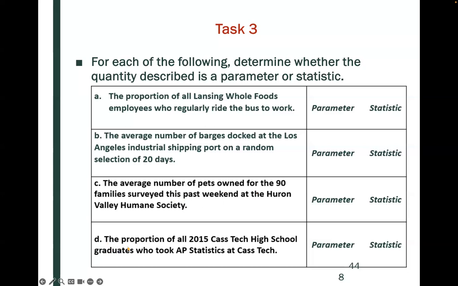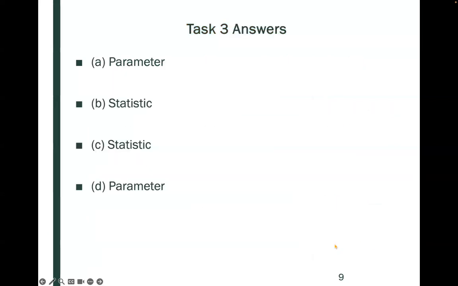And then D, the proportion of all 2015 Cass Tech High School graduates who took AP statistics at Cass Tech. So here we have the proportion of all of these graduates, and so that's going to be a parameter because we're dealing with the population. And here's our keyword, all. So to summarize, we would have parameter, statistic, statistic, parameter.